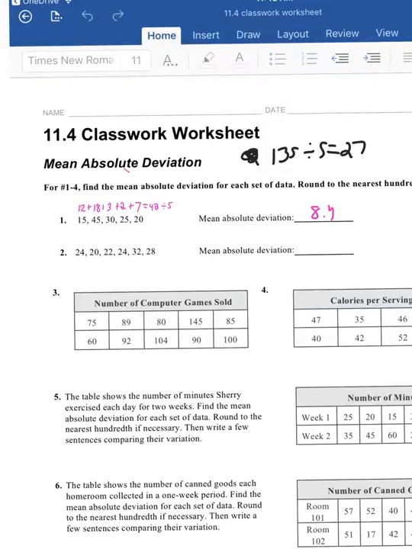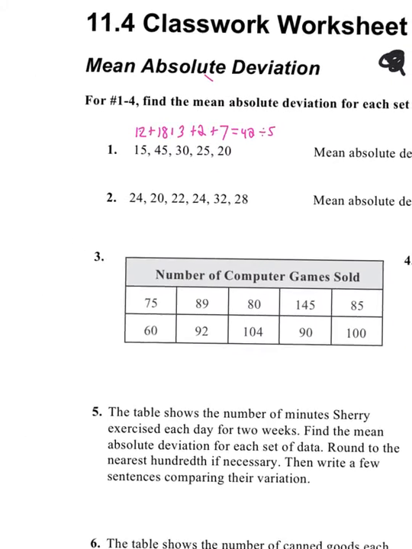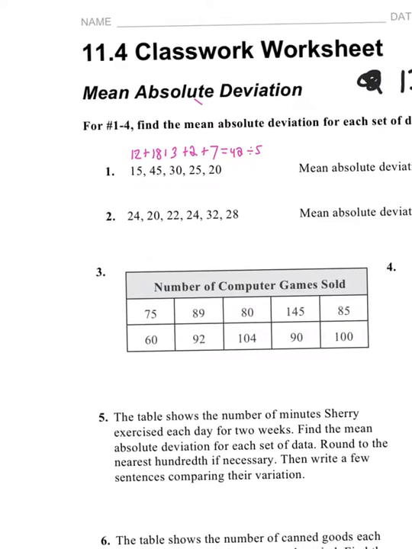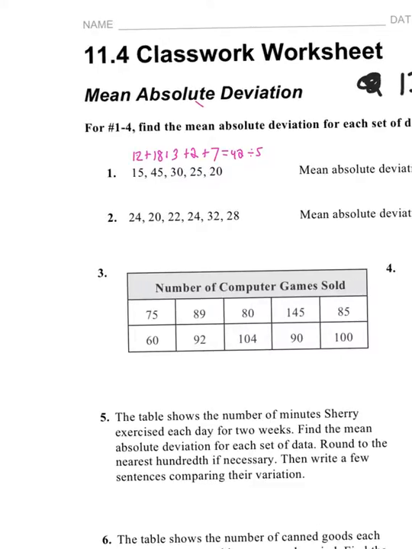Okay, so for 3, remember, find the mean of these numbers. Then subtract each number from the mean and find the mean of those numbers. Pause the video, do 3 on your own, and then restart it. Go ahead.